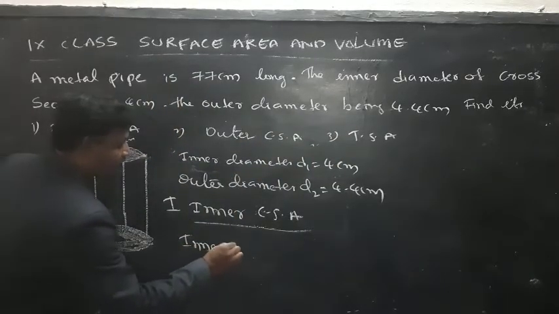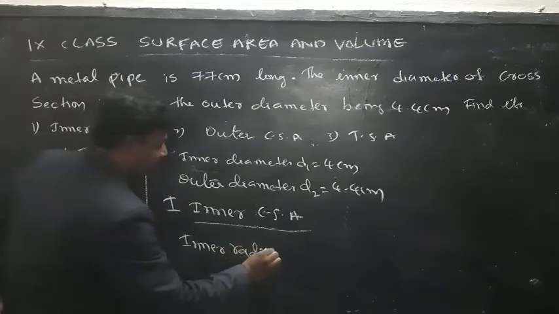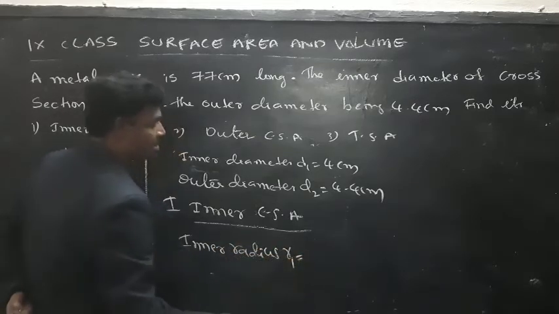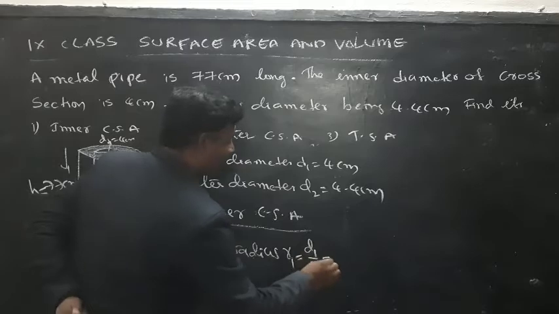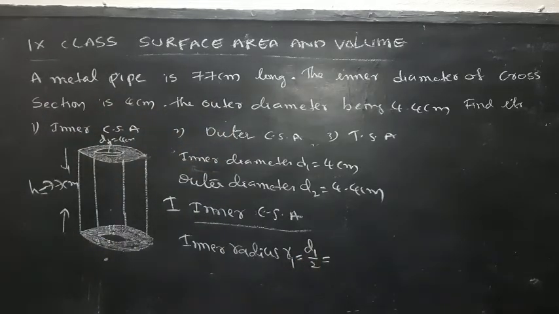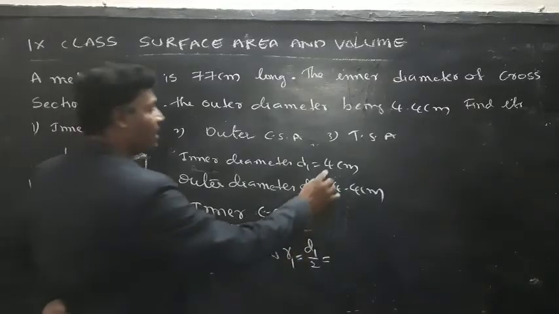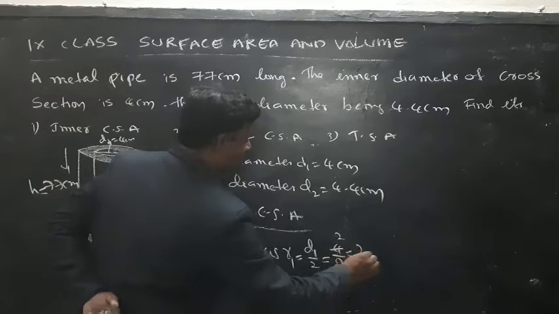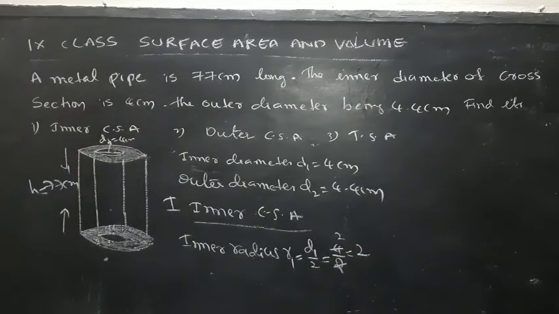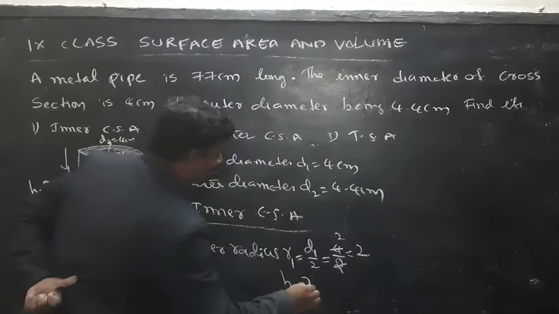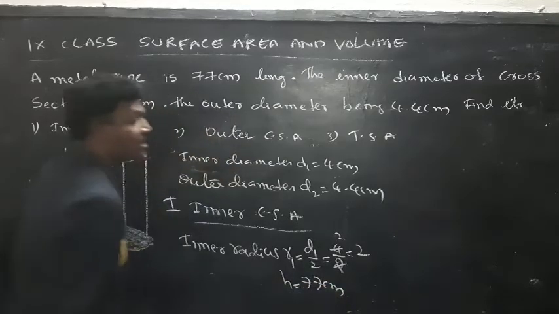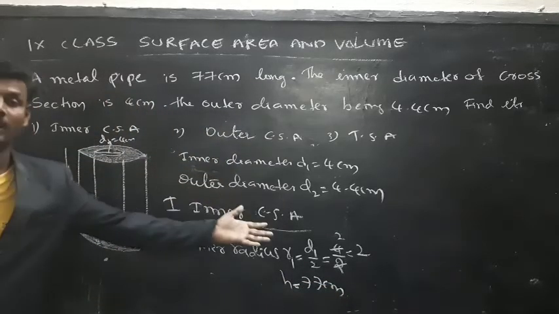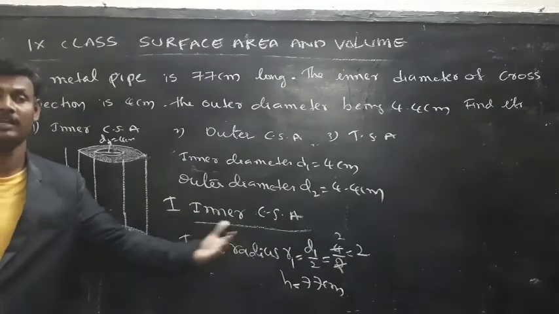Inner radius R1 is equal to D1 by 2. What is D1? Here 4, so it is 4 by 2. 2 ones are 2, 2 twos are 4. So what is the inner radius? R1 is equal to 2 centimeters. And the height of the cylinder is equal to 77 centimeters. Now I know the value of the radius and also the value of the height.